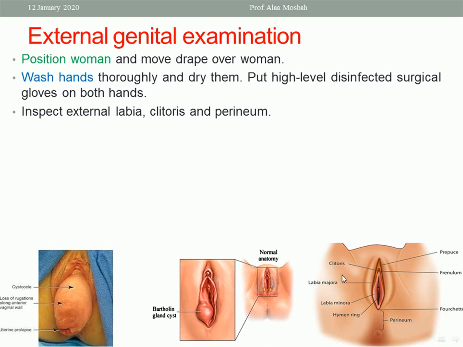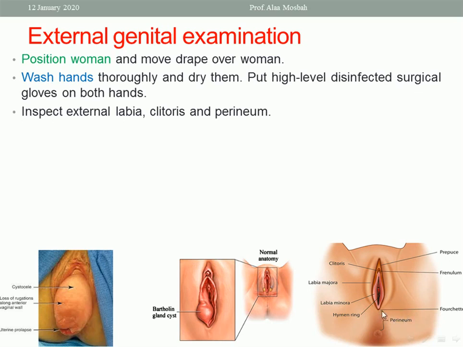This is the clitoris. This is the glans of the clitoris, and this is the prepuce of the clitoris. Okay, this is labia majora. This is labia minora. This is the fourchette, and this is the perineum, and this is the external anal sphincter, and this is the mons veneris. And inspect all this external genitalia for any lesion or ulcer or inflammation or scratch marks.